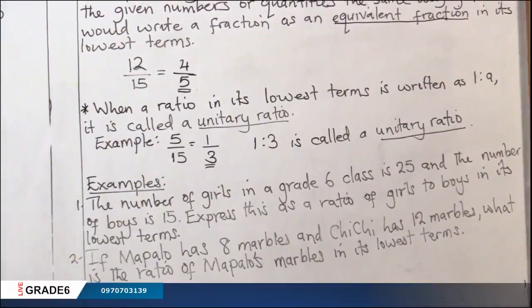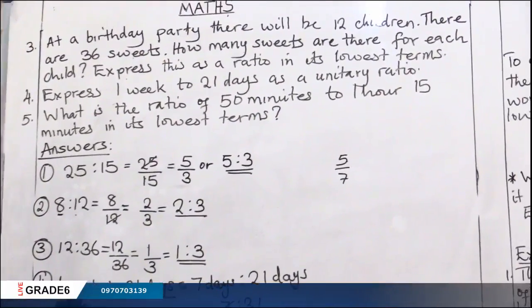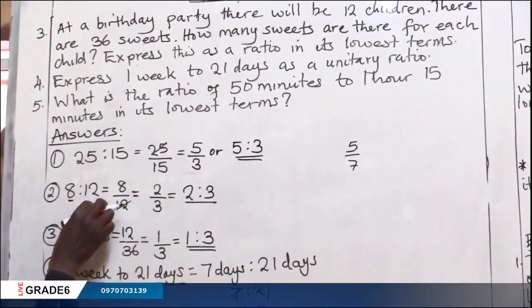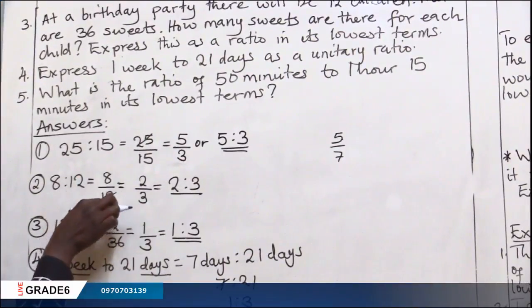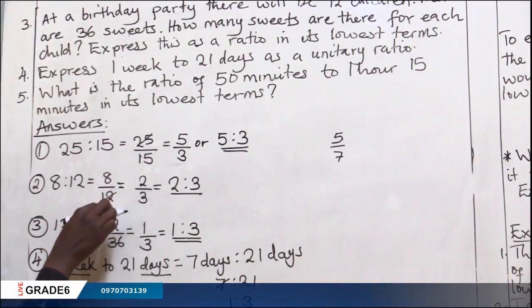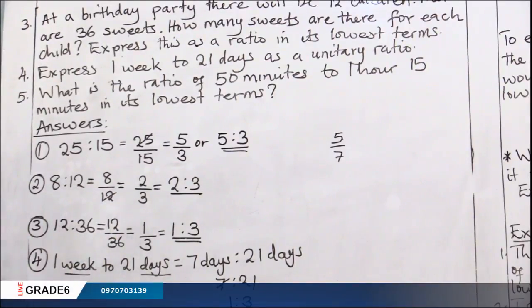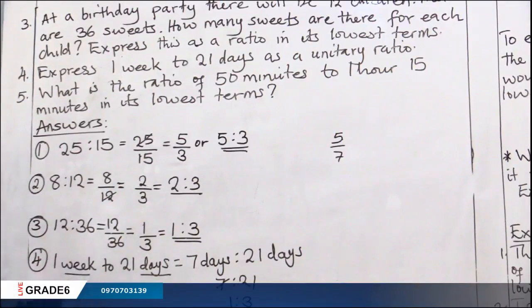So boys and girls, Mapalo has got 8 marbles and Chichi has got 12 marbles. So you can write this ratio as a fraction, which is 8/12. So boys and girls, look for a highest common factor that can go in 8 and in 12. And what is that number?